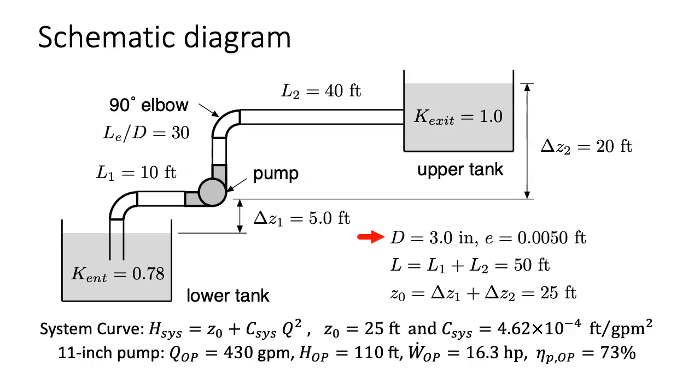For both of the elbows, the minor loss is given in terms of an equivalent length of straight piping. Note that the pipe has a diameter of 3 inches, a roughness of 0.0050 feet, and a total length of 50 feet. Also, the change in the elevation of the water before the pump is 5 feet, and the change in elevation after the pump is 20 feet. So the total elevation change is 25 feet. Note that this data was used in Example 19 for Part A to find the system curve, and for Part B to find the operating conditions for the 11-inch diameter pump, as shown.